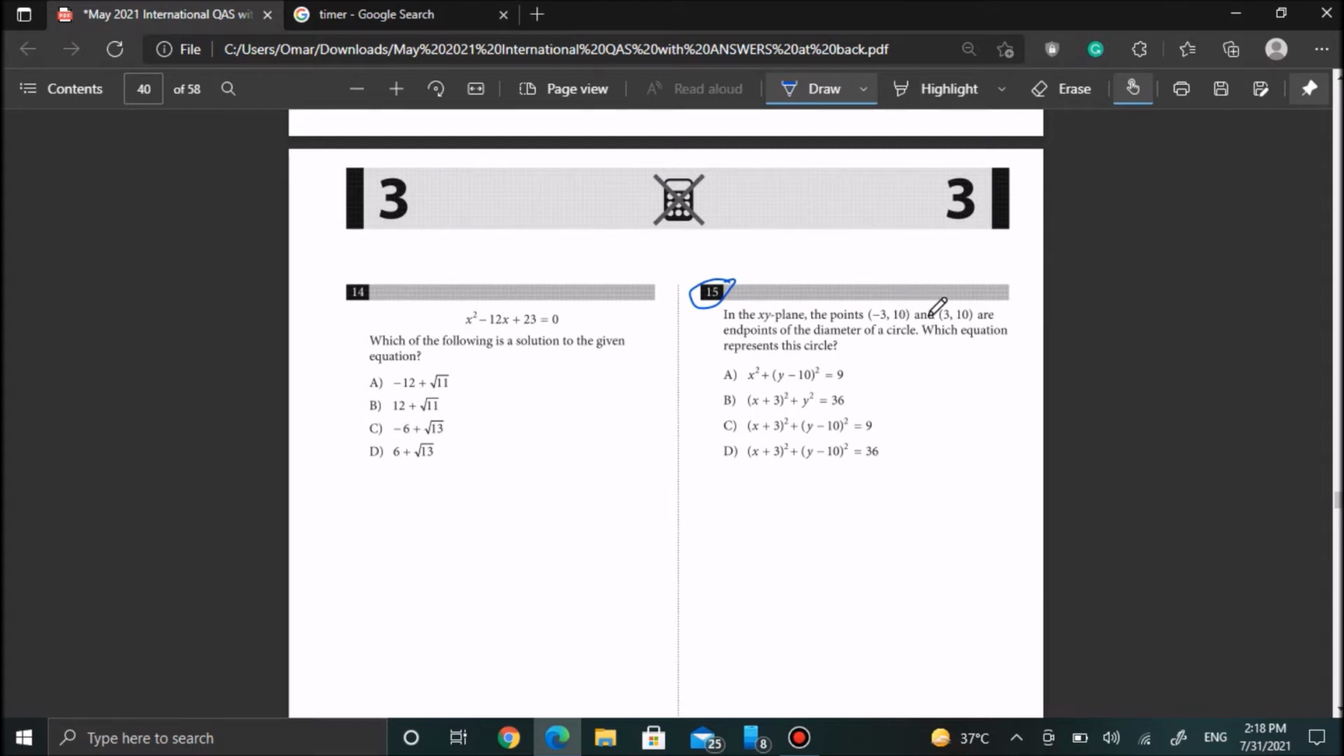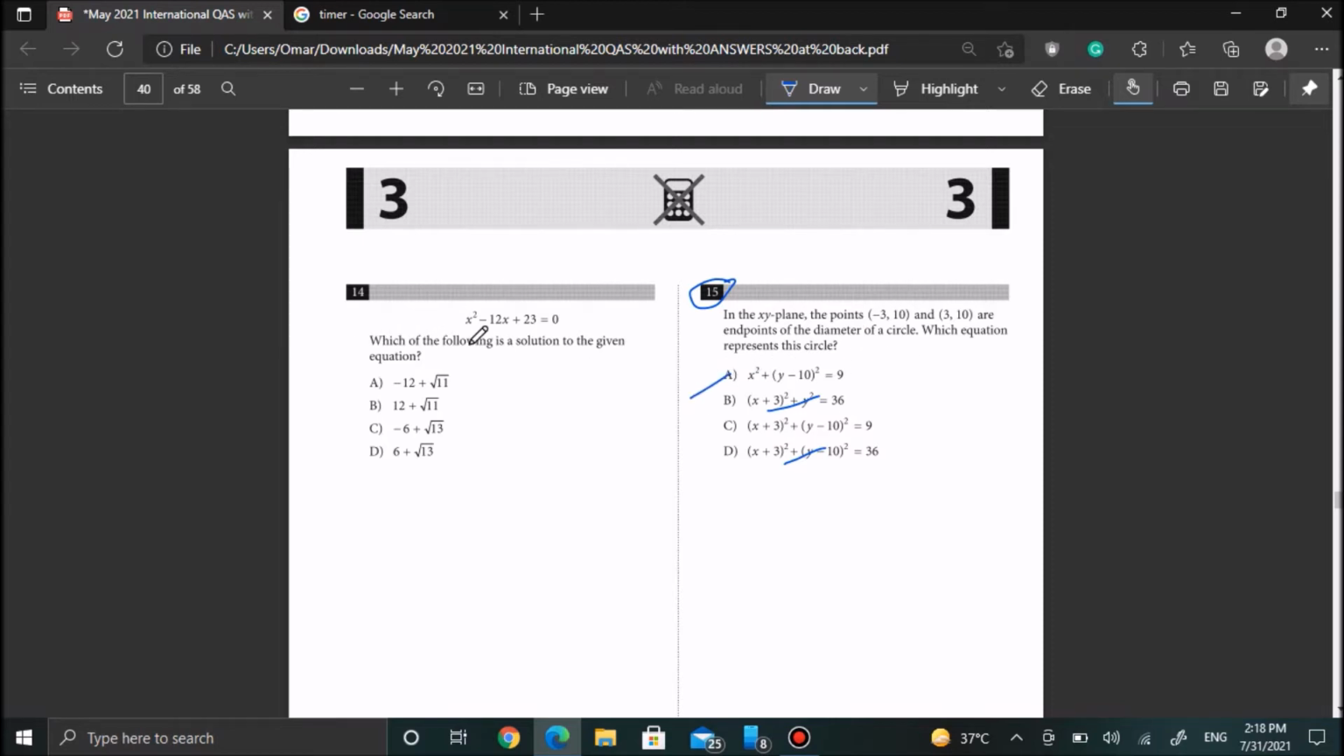As you can see, these points lie on the same y coordinate, so we can easily get the distance between them. So the distance is 3 minus negative 3, which is 6. So the diameter is 6, which means that the radius is 3, which means that the radius squared is 9. So the answer is either A or C. Now let's get the midpoint. The midpoint is 0, 10. So x squared and then plus y minus 10. Yes, the answer is A. So the midpoint is 0, 10. So yeah, A is the best answer.